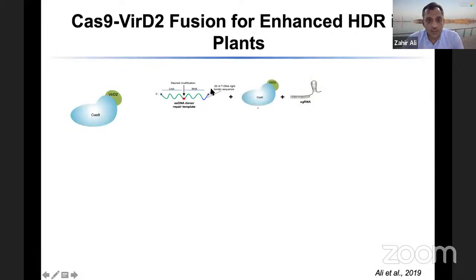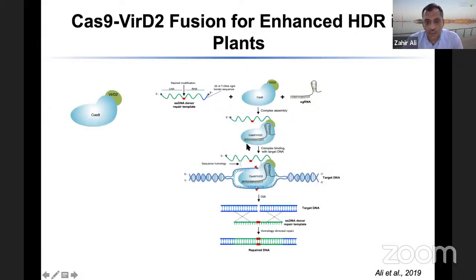So for example, we have a repair template including the right border for the VIRD2 binding. We have Cas9 and we have the gRNA. And then we use this system to make this complex, and this complex can guide the target with the Cas9, and the repair template will be bound with the VIRD2, and the system can be used for HDR, and we can get the homology directed repair.